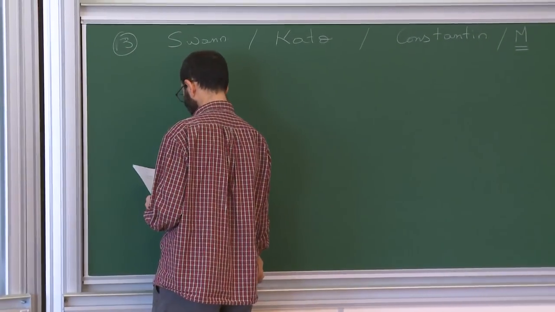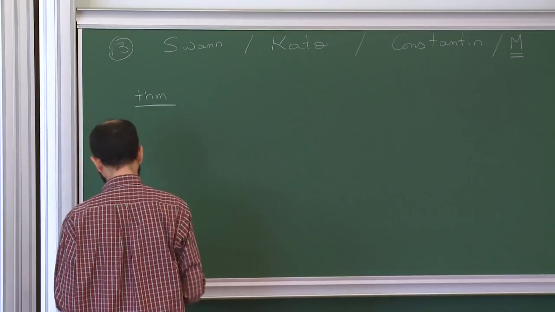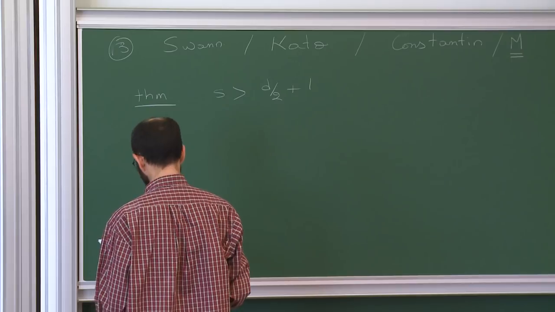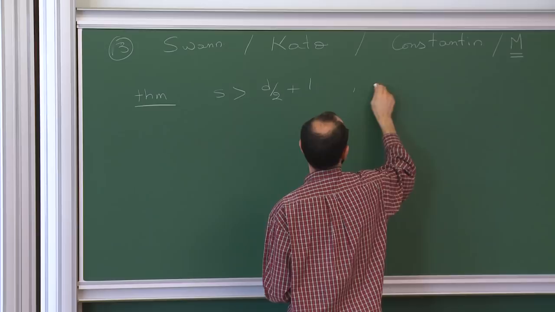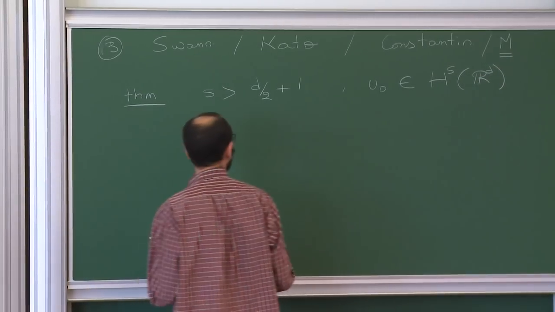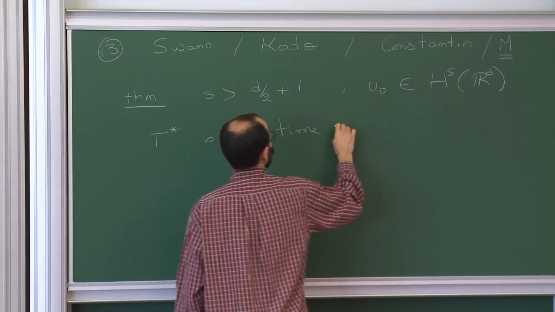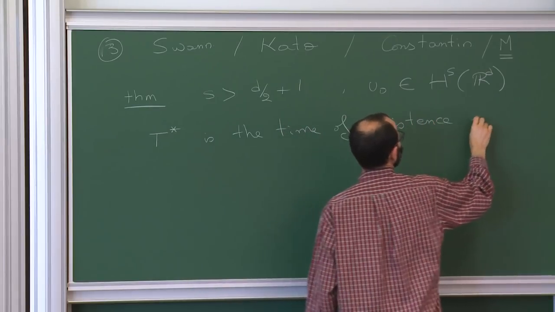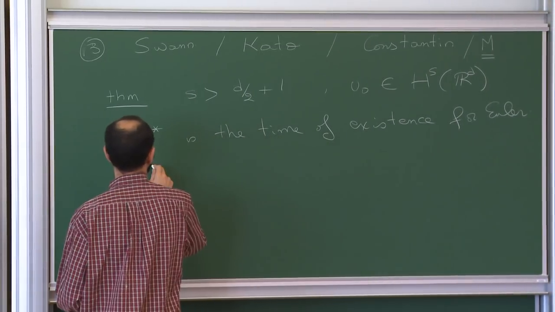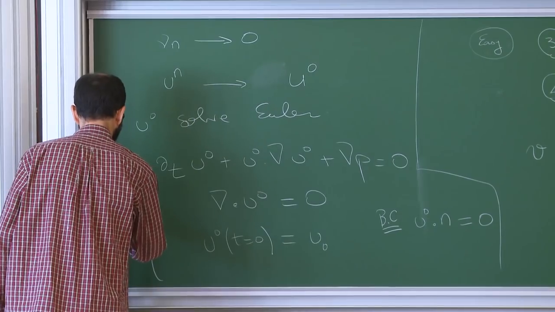So what will be the statement? We can write a theorem. I take s bigger than d over 2 plus 1. I write it in the whole space. u0 is in H^s of R^d. And T star is the time of existence for Euler with the initial data u0. So the time of existence of this system, of course without boundary conditions, because this is my system Euler.